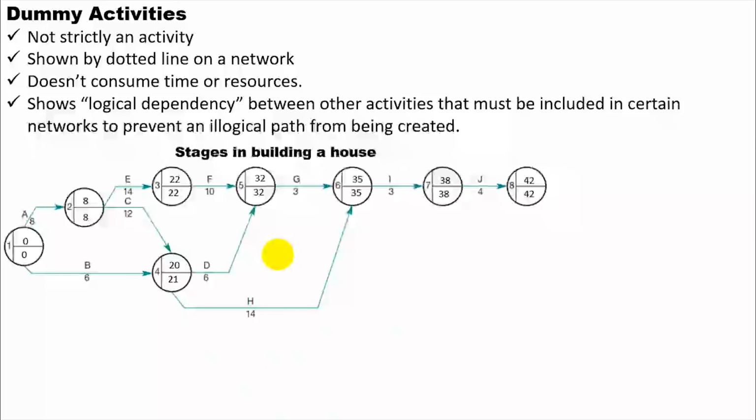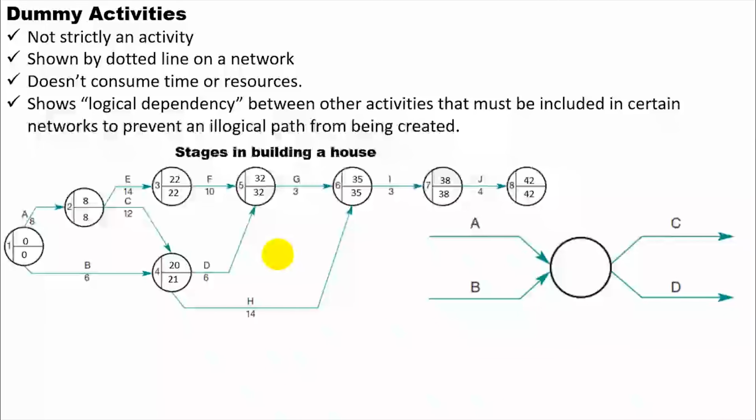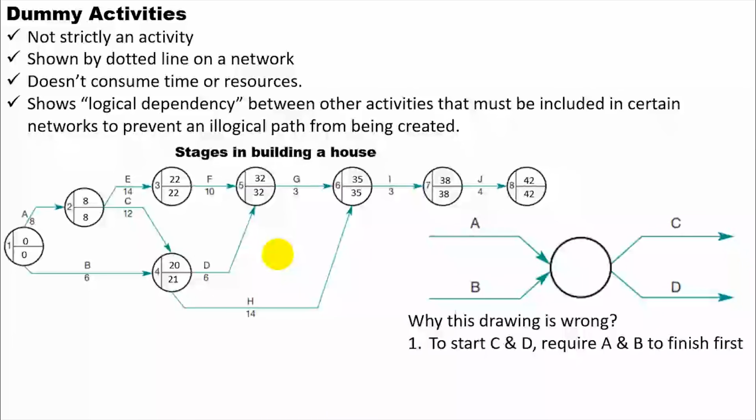Okay, so taking our example again for building a house, the activities A and B go into one node, and it comes out giving activities C and D. This drawing is not correct. Yeah, why is it not correct? Because to start C and D, the drawing states that A and B must be finished first, which is not true, isn't it?